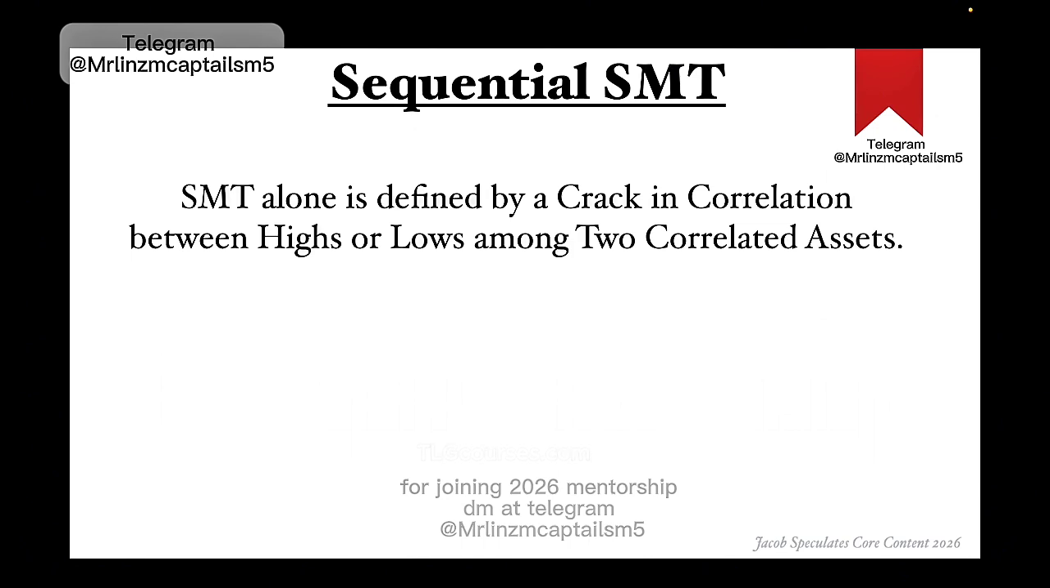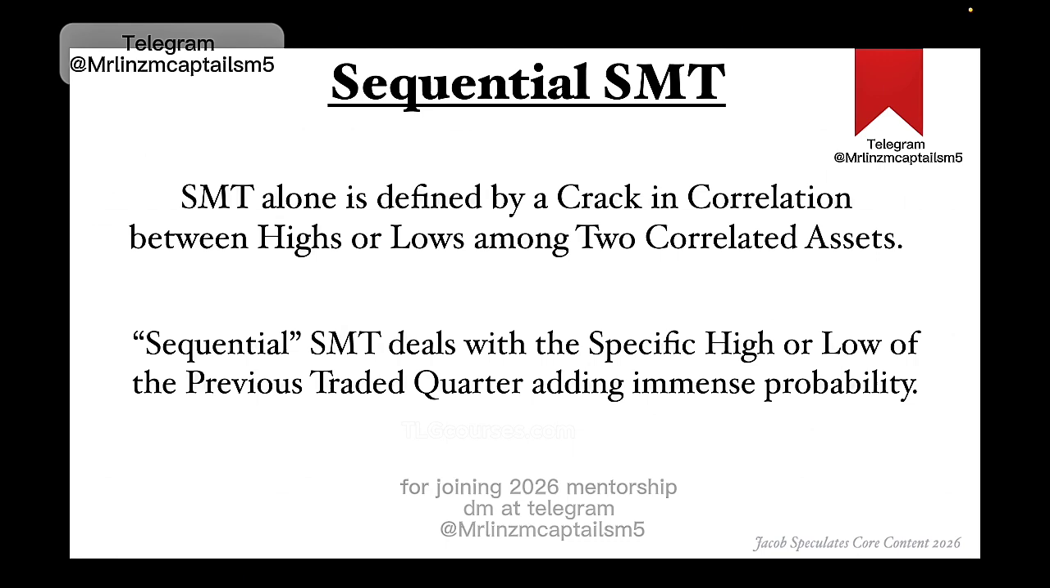Let's say on the S&P 500, Monday prints a high, and on the NASDAQ, Monday prints that same high. Then we roll around to the following day, Tuesday, and the S&P 500 takes out Monday's high, whilst the NASDAQ fails to take out Monday's high. That would be an SMT between highs: a crack in correlation. Two closely correlated assets where one asset does one thing and the other asset doesn't.